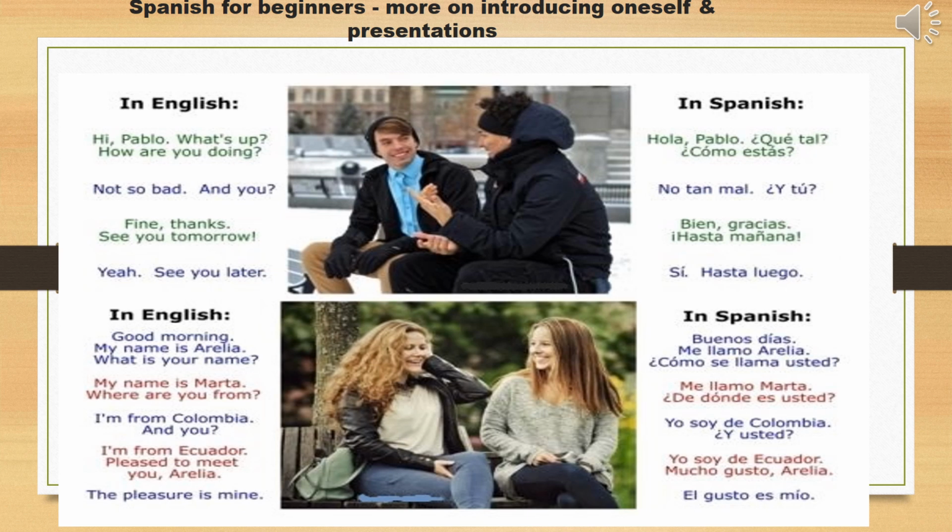So let me start with the English side. In the image, there's English first and then there's Spanish. In English you see, "Hi Pablo, what's up? How are you doing?" Remember, "what's up" is a very informal way of talking, also in Spanish, because there is a formal way and an informal way. But when you go to a Spanish-speaking country, you will most likely be speaking in an informal manner rather than a formal one, because that's how people speak on the streets. They don't speak officially, as if they're in an office or something.